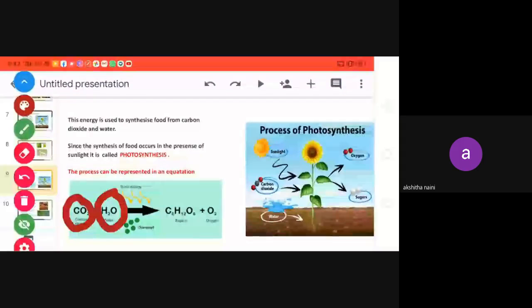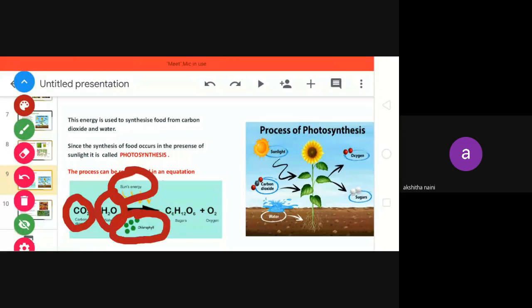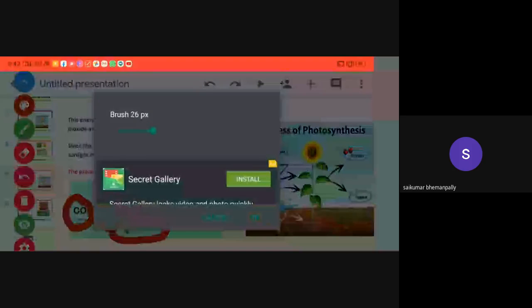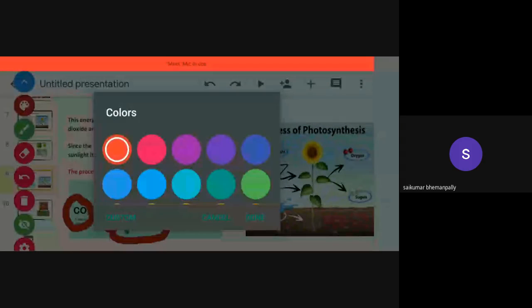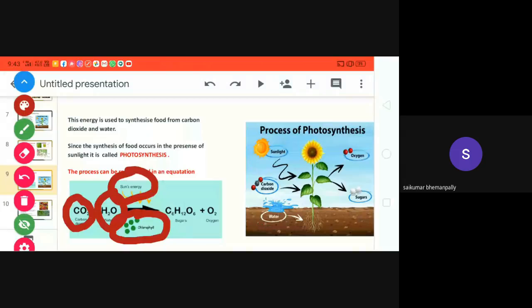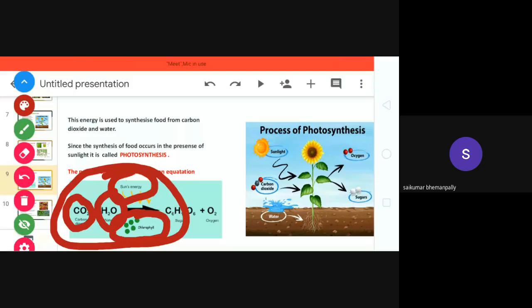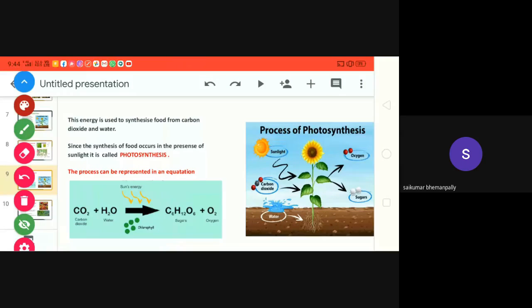And see, sun energy, sunlight, helps plants like a stove. And this green color pigment is called chlorophyll. So with the help of these materials, plants synthesize the food and it prepares sugars.